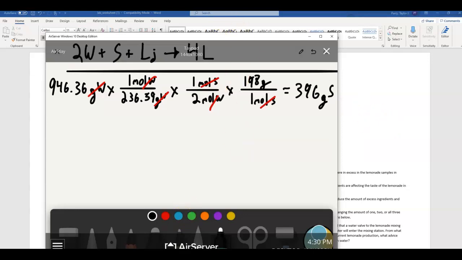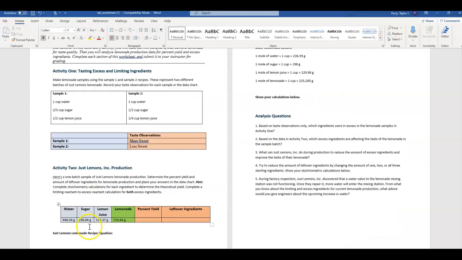Let's compare that to our value here. Do we have 396 grams of sugar? If you look, we don't, which means sugar might be our limiting reactant because we have way too much water. So sugar might be our limiting reactant, or it might be lemon juice.